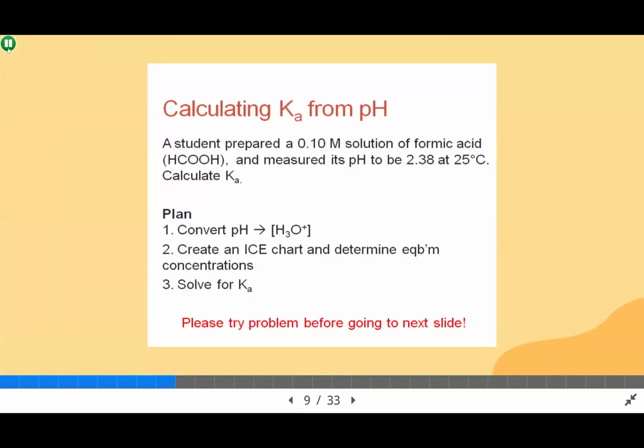So, calculating Ka from your pH. Here's an example, and you can give this a try if you feel confident enough before we get into the solution. A student prepared a 0.1 molar solution of formic acid and measured its pH to be 2.38 at 25 degrees. Calculate the Ka. So your plan: convert pH to a concentration of H3O plus, create your ICE table to determine the equilibrium concentrations, and then solve for Ka.